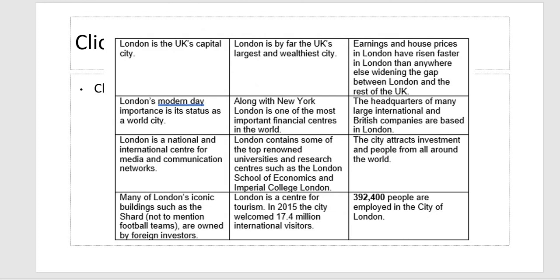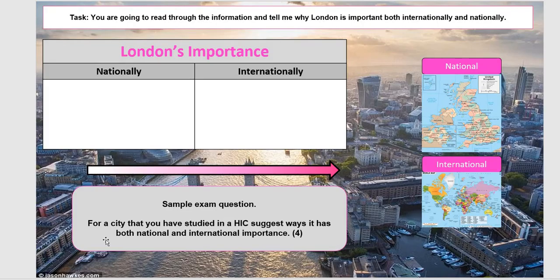Then if we go back to this screen again, we can see here we've got a sample exam question you might like to have a go at. It's just a little 4 marker. Very simply: for a city you've studied in a HIC, suggest ways it has both national and international importance. That should give you a little bit of practice at using some of these in a question.